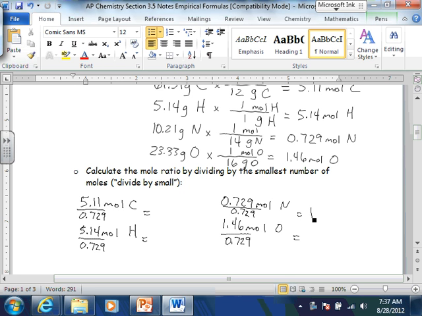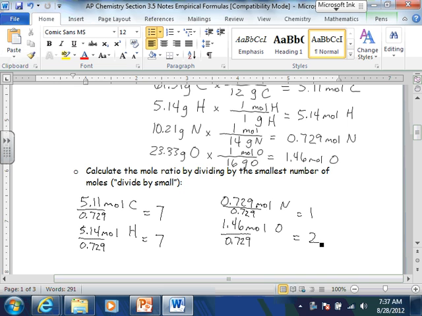And obviously for the nitrogen, it's going to be 1. For the carbon, it's about 7. It's going to be about the same for hydrogen, I'm guessing, because that's pretty close to the same number. Yeah, about 7. And the oxygen is going to be about 2. Okay, so those numbers work out pretty nice. We don't have to worry about the multiply till whole part.